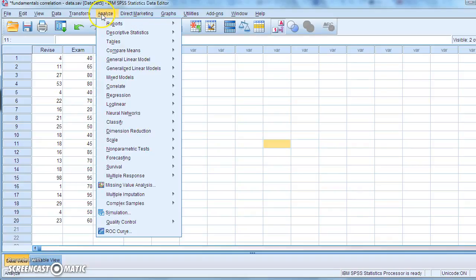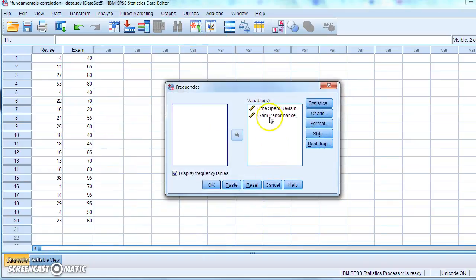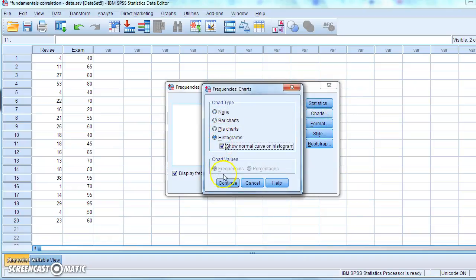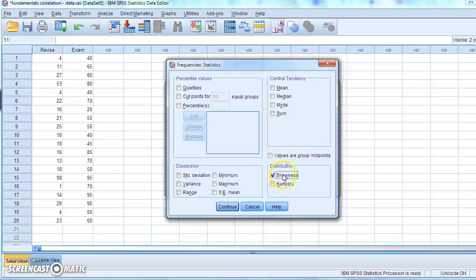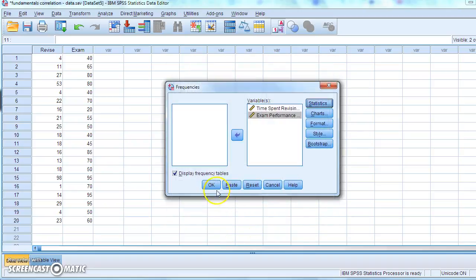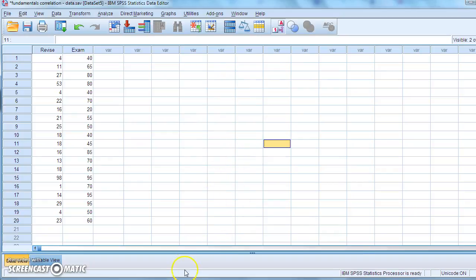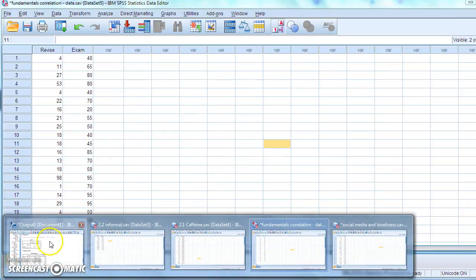So let's have a look at the data and get the frequencies up and find out whether the data is skewed. So put both of them in because I want to know whether either of these two variables are skewed, and we can ask for charts. Let's get some histograms, show normal curve as usual, and then we click statistics and we can ask for skewness down here. And we continue and we try to find the output. Where is the output?